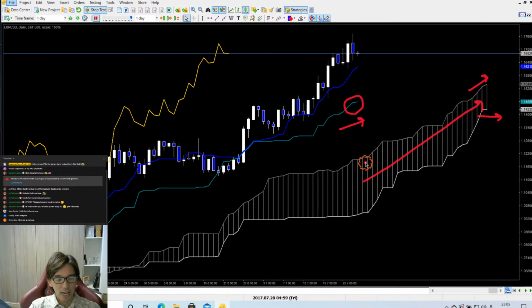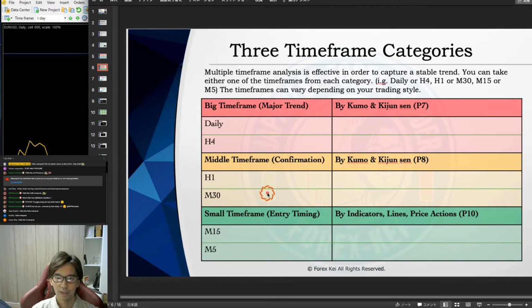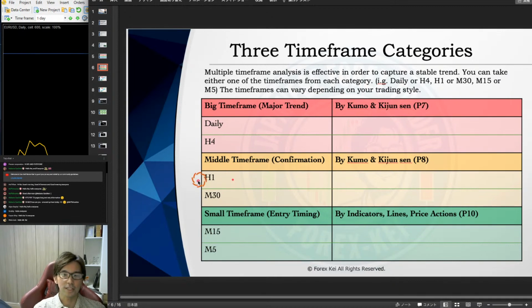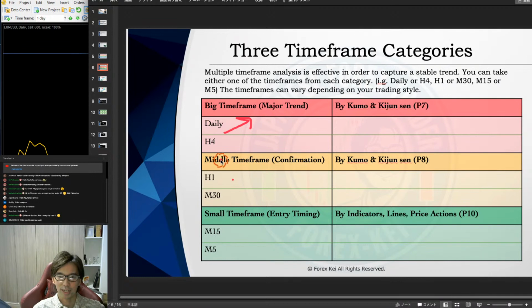This is the timing where I look at the lower time frame, which is either the 1 hour or 30 minute, and see if one of these time frames is trending upwards. Now we confirm the daily chart to be uptrending. So now I look at the 1 hour or 30 minute and see if one of these time frames is uptrending.